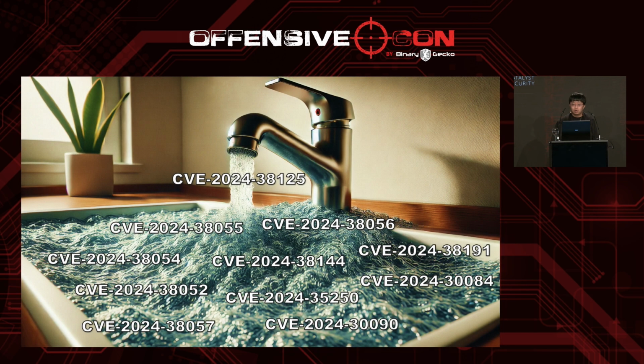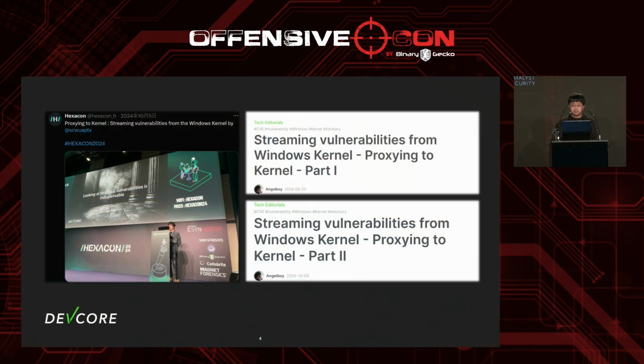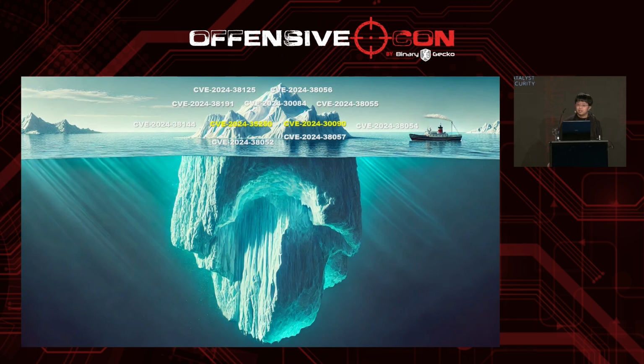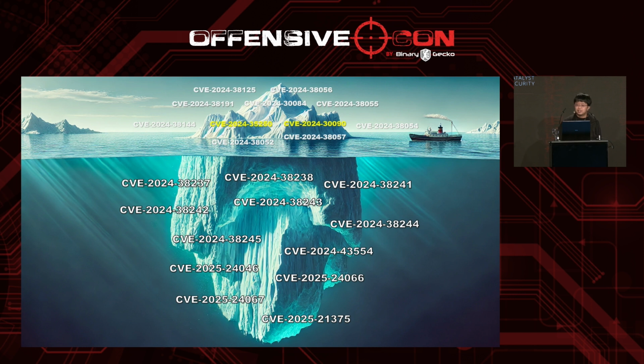Last year, we found multiple vulnerabilities in kernel streaming. Most of them are outbound, along with proxying to kernel. I also presented proxying to kernel at OffensiveCon last year. However, these dozens of vulnerabilities are just the tip of the iceberg. In fact, more and more vulnerabilities are streaming out, and many of them are exploitable.